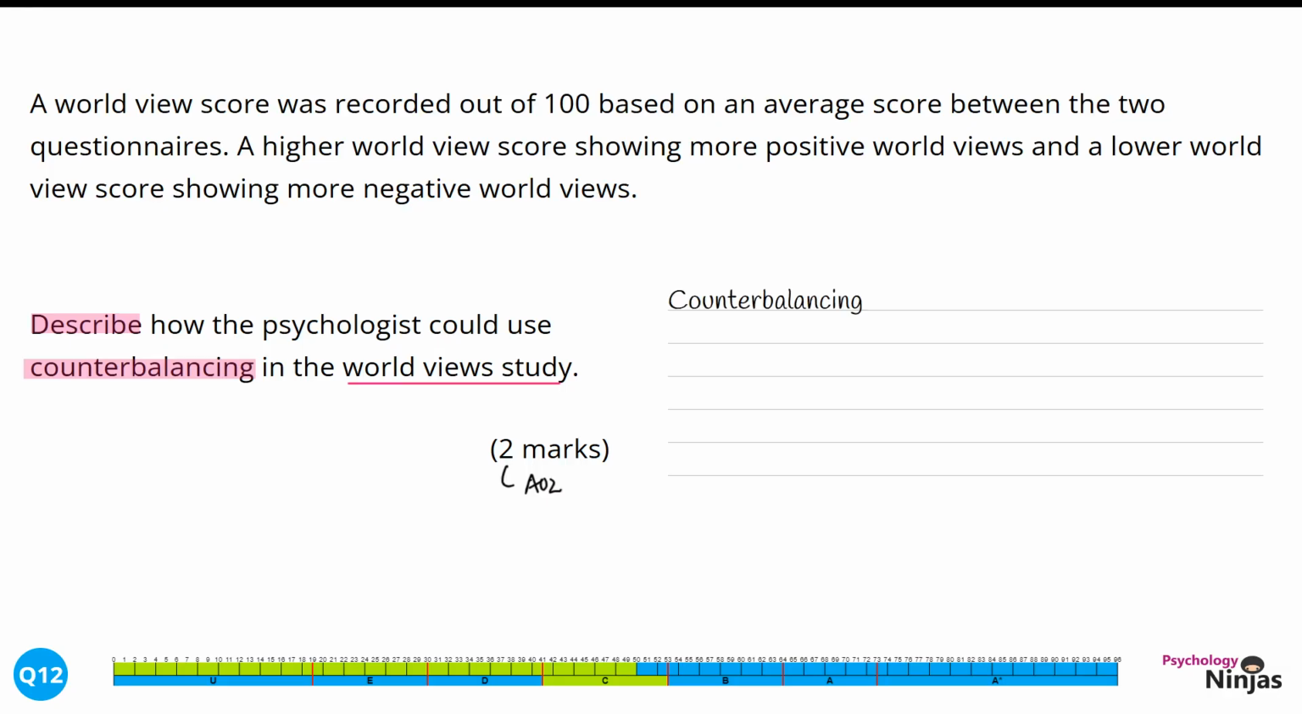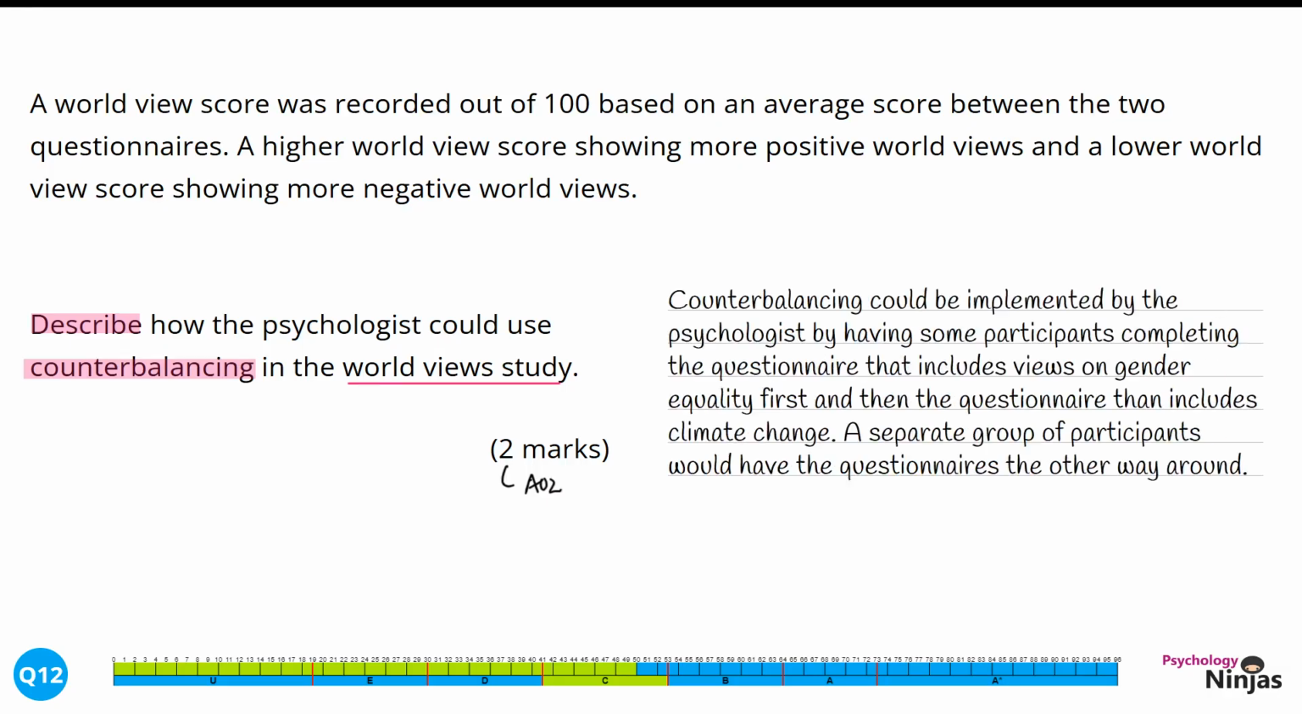Here's our response. Counterbalancing could be implemented by the psychologist by having some participants completing the questionnaire that includes views on gender equality first, and then the questionnaire that includes climate change. A separate group of participants would have the questionnaires the other way round.